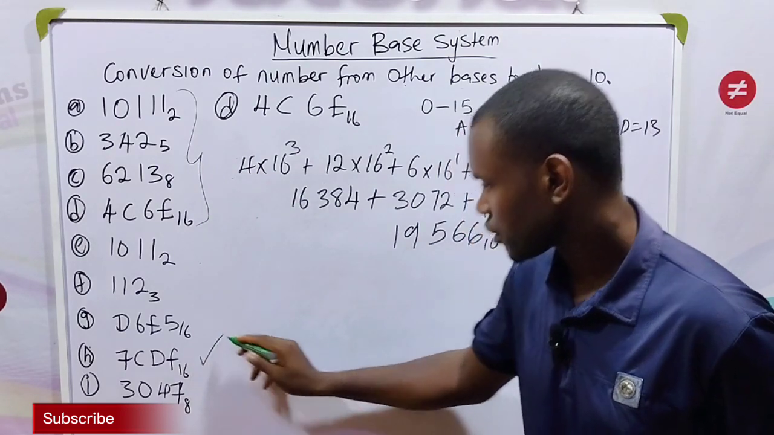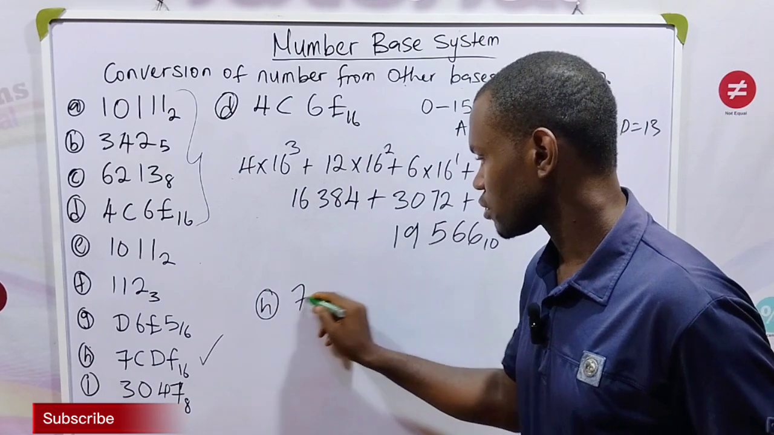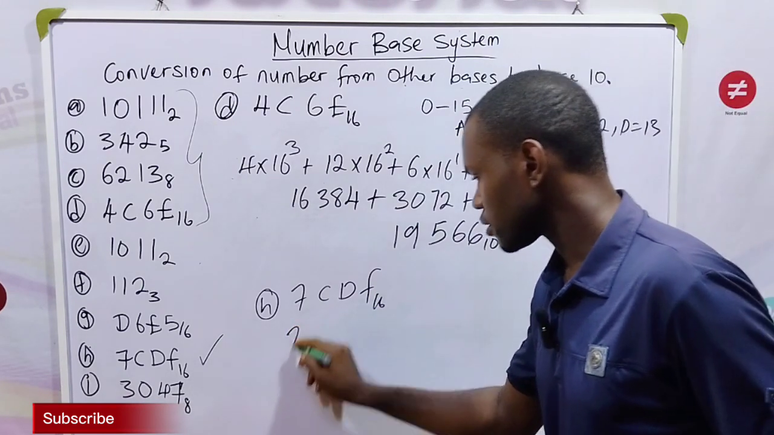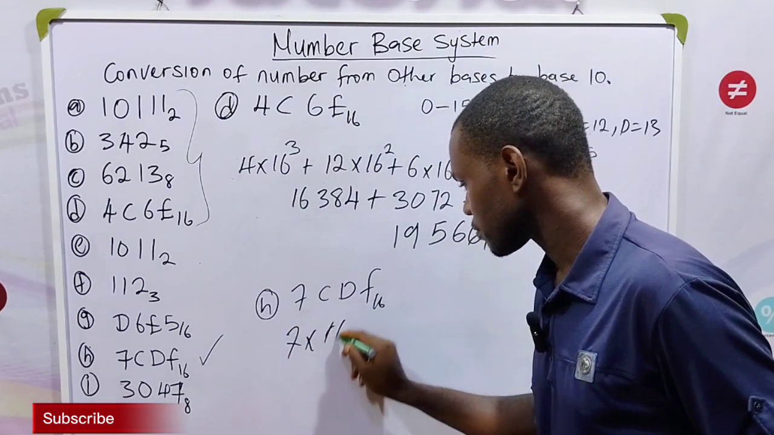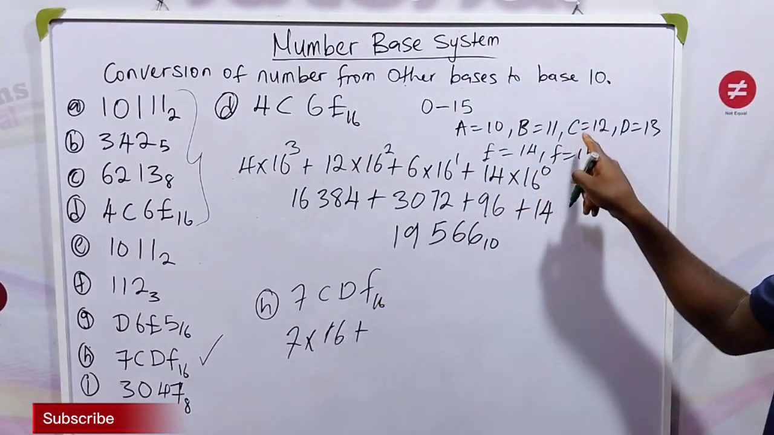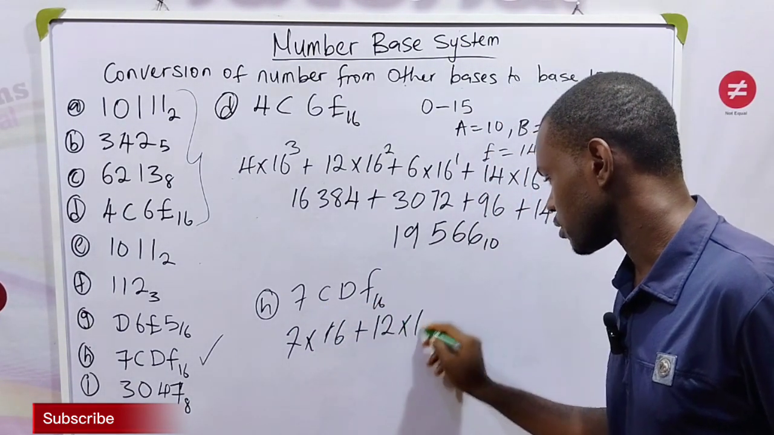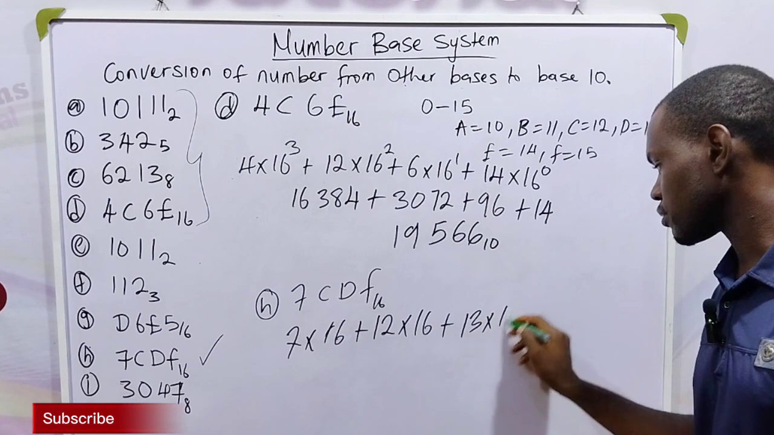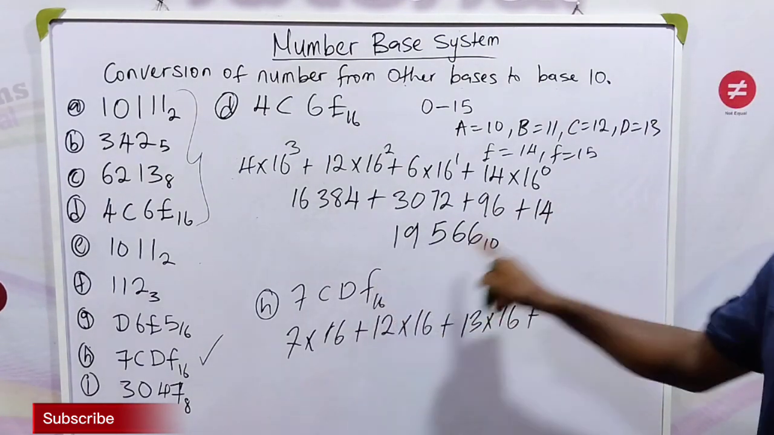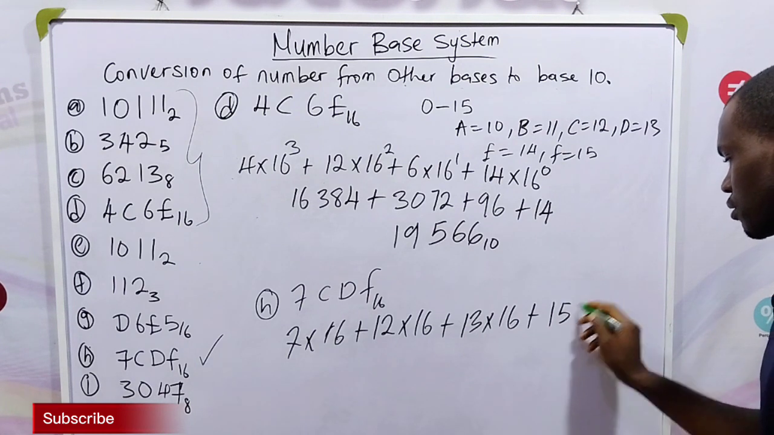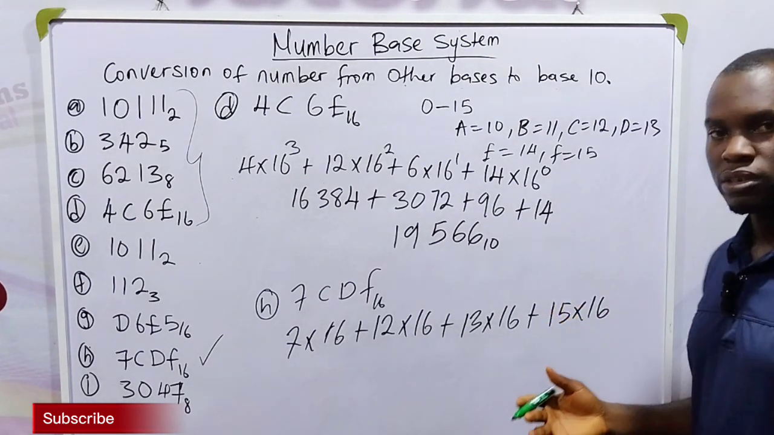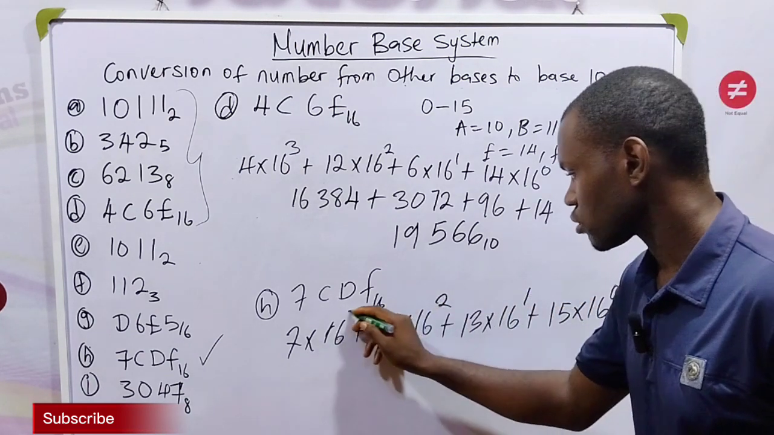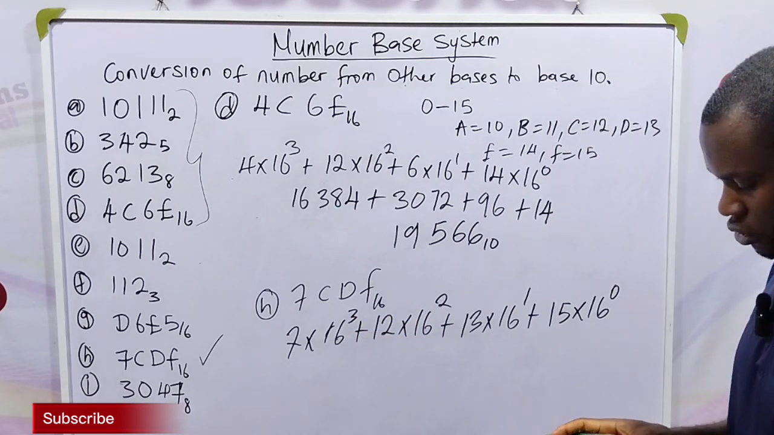Let me take H. All right, so I have 7, C, D, and F in base 16. So we expand. This is 7 times 16 plus, what's the value of C? 12. 12 times 16. D, the value of D is 13. 13 times 16 plus, and lastly F is what? 15. 15 times 16. So let us assign the indices. So we have 0, 1, 2, and what? 3.